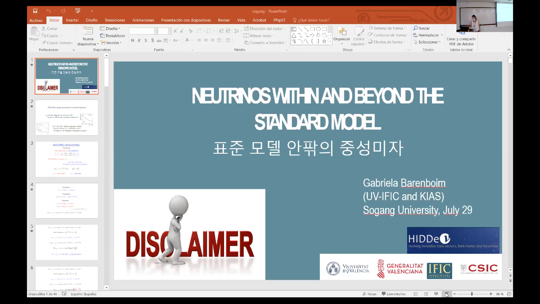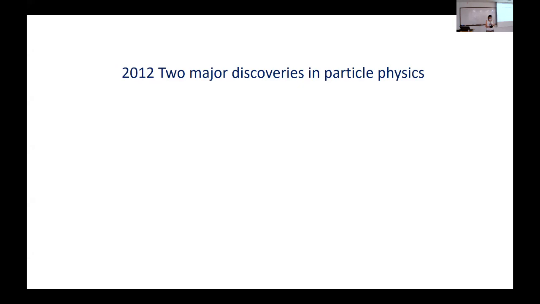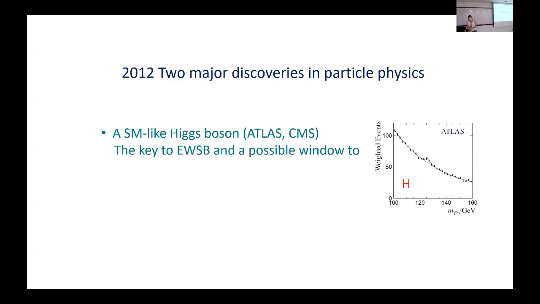Okay, so as you probably know, most of you know that 10 years ago, on the 4th of July of 2012, there was a big major discovery. Both collaborations of CERN, ATLAS and CMS, announced a 5 sigma, a little bit below 5 sigma, to be honest, discovery of a Higgs particle. And this officially opened the race for physics beyond the standard model, although we have been looking for physics beyond the standard model for quite some time.